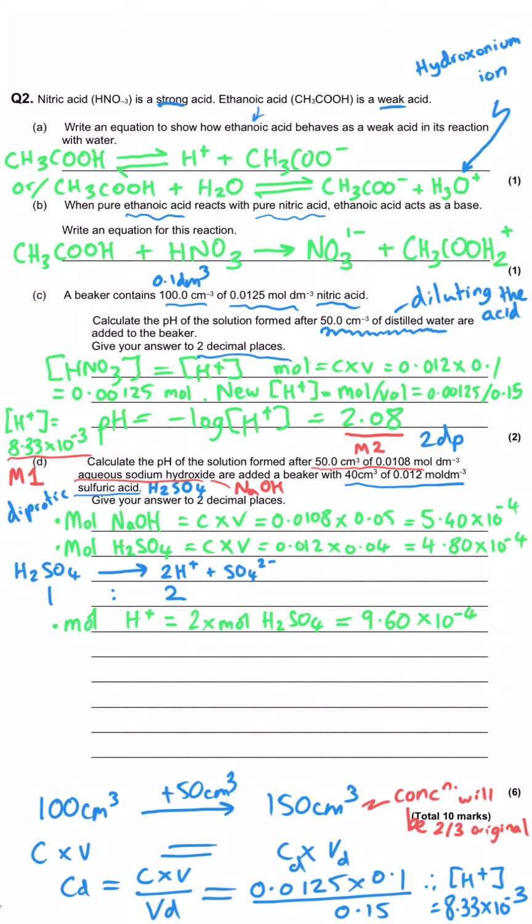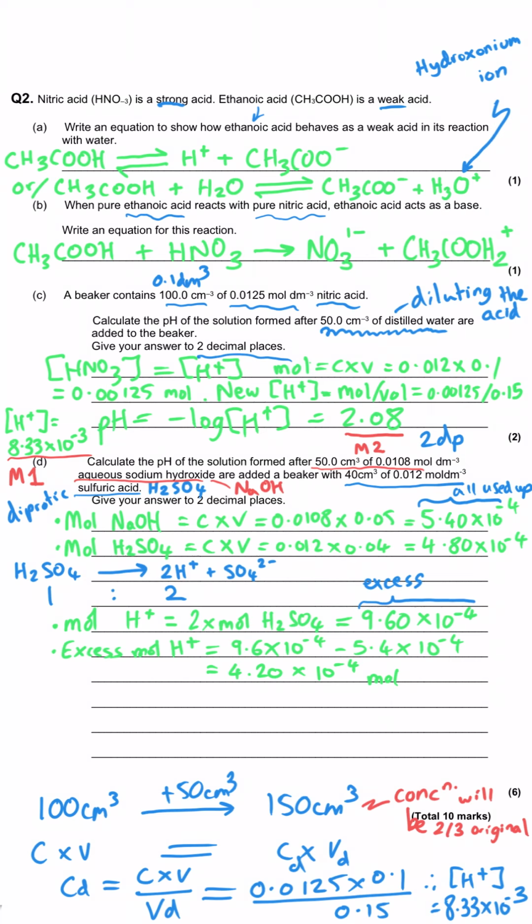And then it's exactly the same as in the previous question, where we need to work out which of these is in excess. We can quite clearly see that the hydrogen ion moles, 9.6 times 10 to the minus 4, is bigger than the sodium hydroxide moles, 5.4 times 10 to the minus 4. So we need to subtract the moles of sodium hydroxide away from the moles of hydrogen ions to give us our excess. And when we do that, we get 4.2 times 10 to the minus 4 excess moles of hydrogen ions.